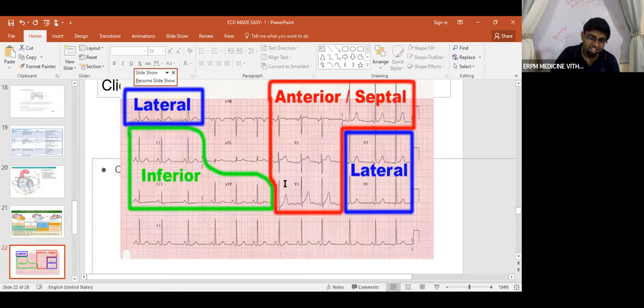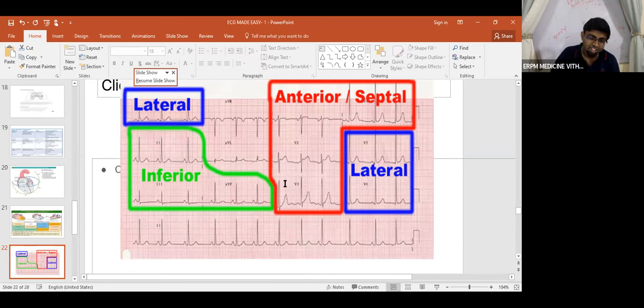This red color, I am looking at the anterior surface of the heart. I am looking at the septum of the heart. Understood, guys? This green color, lead 2, 3, AVF, I am looking at the inferior surface of the heart. Clear? So that's about that.